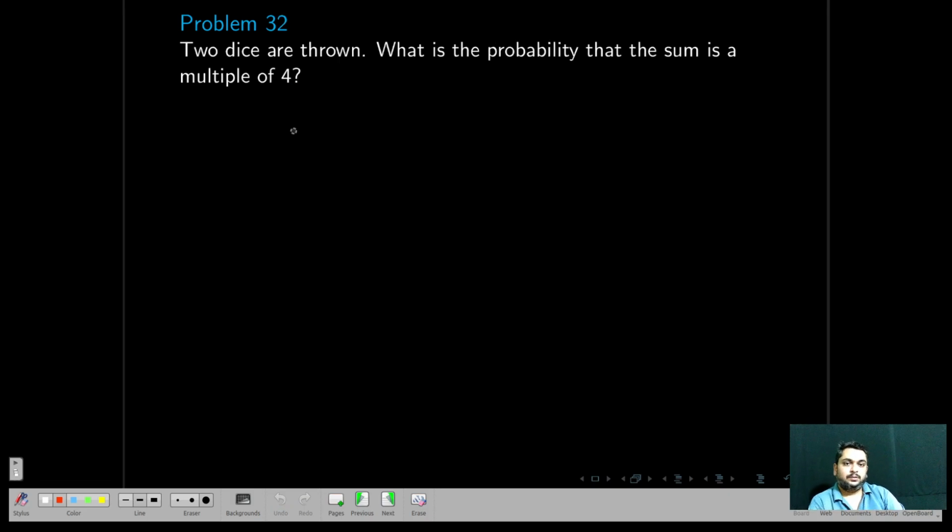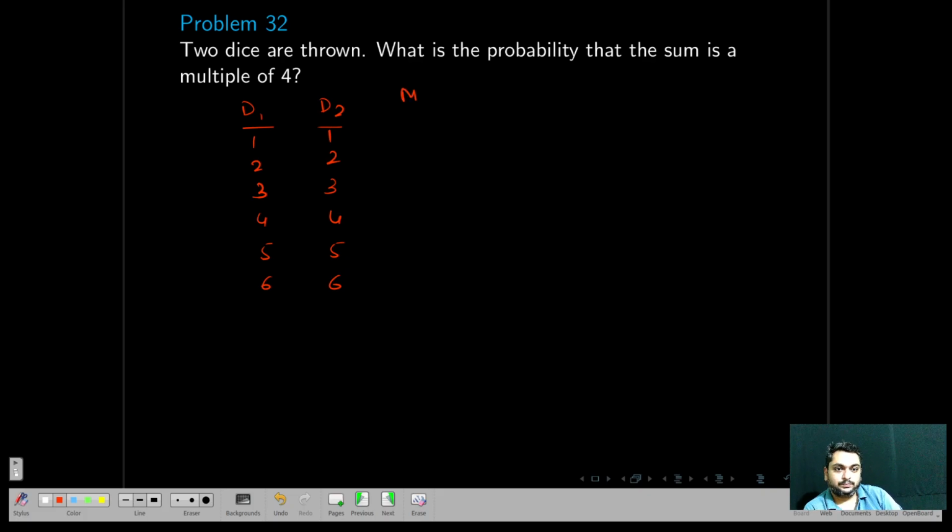Next, 2 dice are thrown. What is the probability that the sum is a multiple of 4? So there are 2 dice, D1 and D2. Each can have 1, 2, 3, 4, 5, 6. Now the sum should be a multiple of 4.